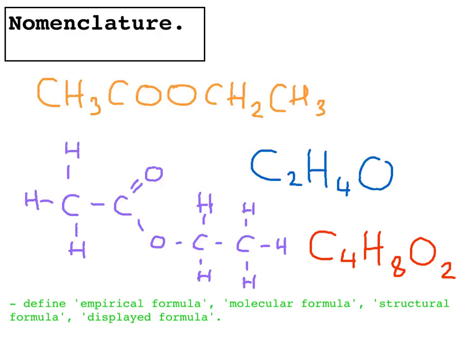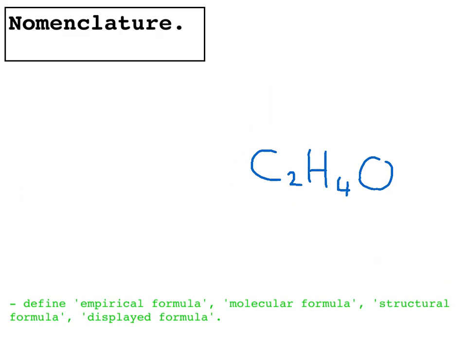The next formula we're going to define is the empirical formula, which is this one here. So basically, the empirical formula is a formula that shows the simplest whole number ratio in which the atoms of each element combine together. So the molecular formula of the compound that we're looking at was C4H8O2. If you divide all those numbers by 2, then you get C2H4O. Now this formula does not represent what the compound actually looks like. It's simply the ratio in which the atoms combine together.